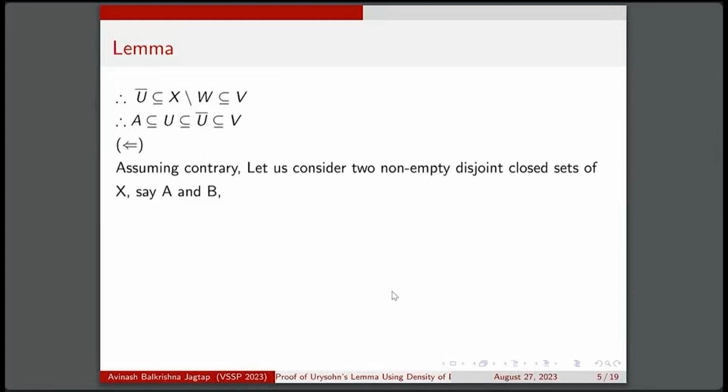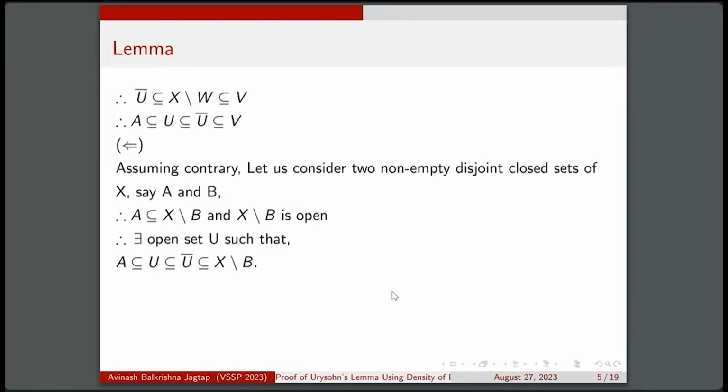first implication. Now let's assume the converse, and consider two non-empty disjoint closed sets of X, say A and B. Since B is closed, X minus B is open, and since A and B are disjoint, A is a subset of X minus B. Therefore, there exists an open set U such that A is a subset of U and the closure of U is a subset of B complement.